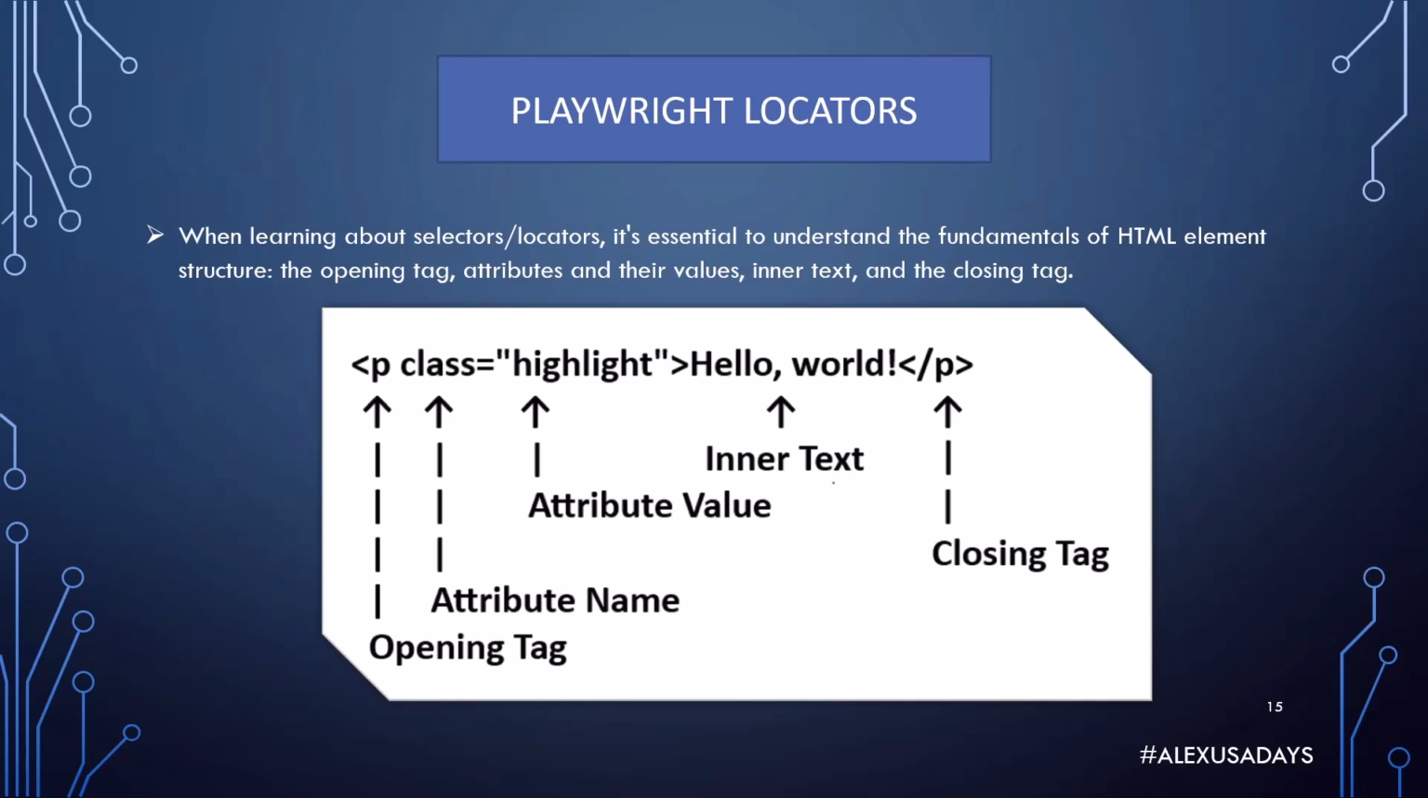Now, when learning about selectors and locators, it's essential to understand the fundamentals of HTML element structure. There's an opening tag. Within this tag, you will have one or many attributes, and those attributes might have values assigned. Then we will have inner text, and then a closing tag. Expand your HTML code, and you will see multiple HTML elements like this. They will be nested in one another, and there's a way you can interact with them using CSS and XPath.